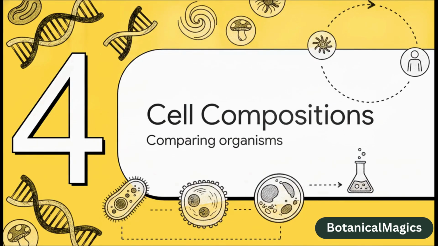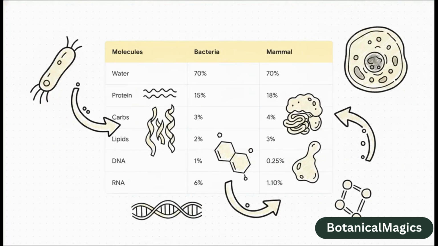Section 4 already, comparing cell chemical compositions. Okay, so we know the building blocks, but how does the final recipe actually differ between wildly different organisms? Well, when you compare the chemical composition of a tiny basic bacterial cell to a highly complex mammalian cell, the similarities are actually pretty humbling. Despite the immense evolutionary gap between the two, both are around 70% water.